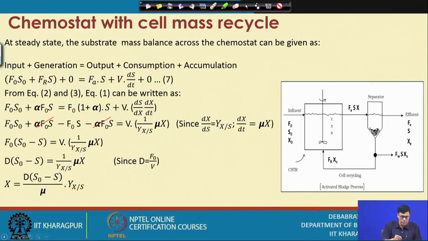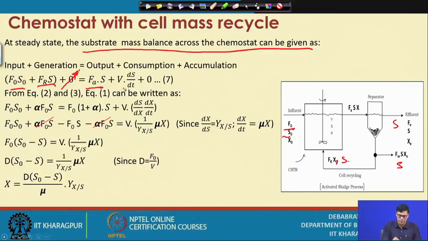Then we try to find out the steady state substrate mass balance across the chemostat. We can write F0 into S0, plus Fr into S, because we assume here this will be S. So, Fr into S, here also it will be S, everywhere it will be S, and this is equal to F into S, and no generation of the cells, so that will be 0. This is F into S plus the rate of substrate degraded or consumed in the system, and rate of accumulation, that should be equal to 0. Now, if you do the analysis of the process like this, we will come across this equation D(S0 minus S) equal to 1 by Yx/S into mu x. So, x will be equal to Yx/S into D(S0 minus S) by mu. This is the cell mass concentration we can easily determine like this.